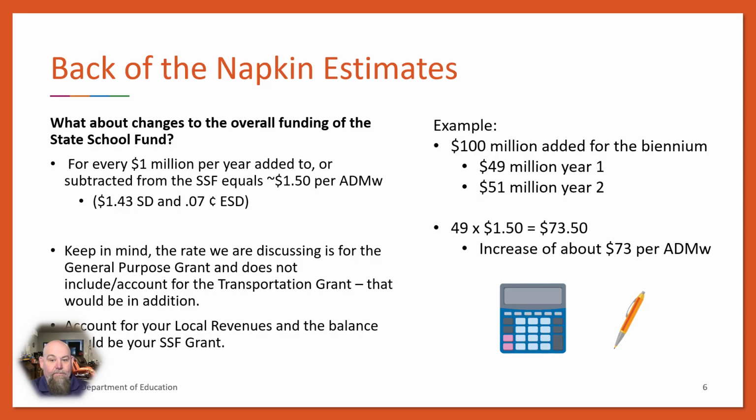So if you add $73 to your per ADMW number, and then you multiply that by your projected ADMW, you get a rough general purpose grant amount. Now keep in mind the general purpose grant does not account for the transportation grant or for local revenue. So add in your transportation grant reimbursement total, subtract out your local revenue, and then you'll have the state school fund grant amount, roughly.